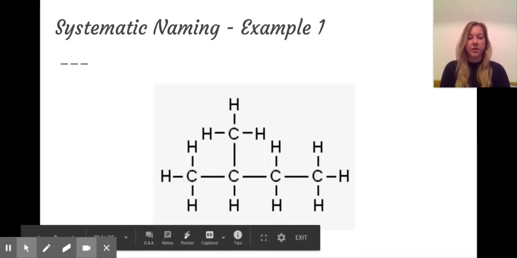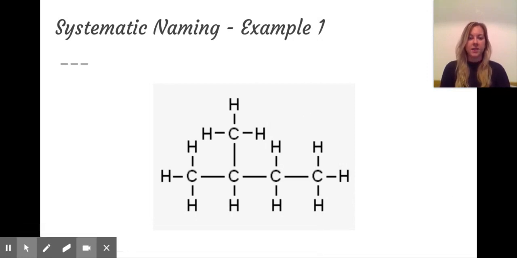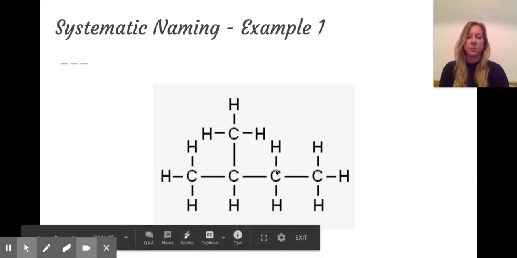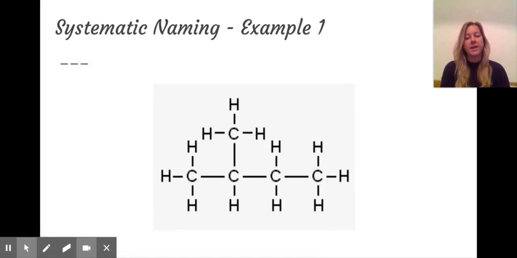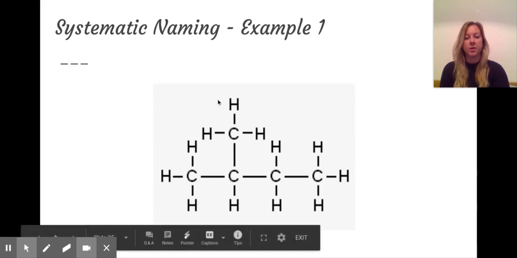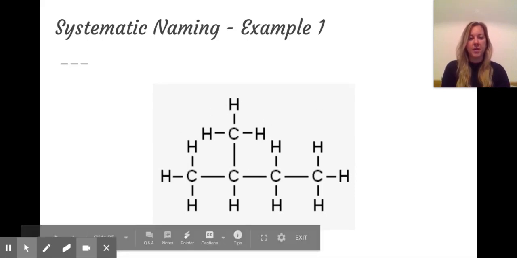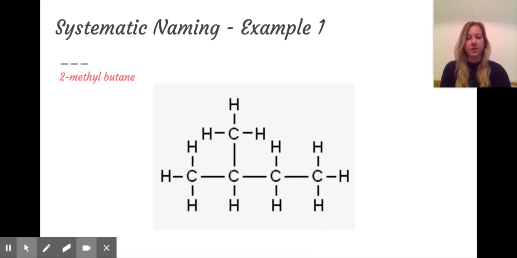So example 1 then. We have to name this molecule. So using the same logic as before, the longest chain I can see here is 1, 2, 3, 4 carbons, and it does happen to be the longest horizontal chain. It does have a branch which is on carbon number 2, and it's a methyl branch. So we're going to have 2-methyl butane, like this.